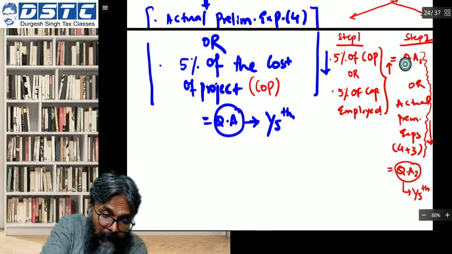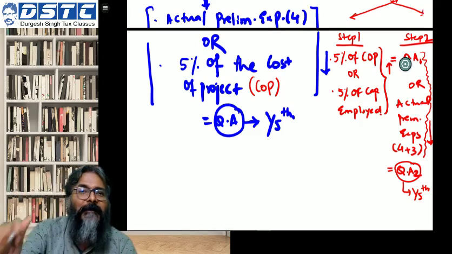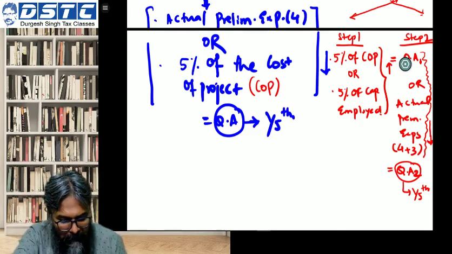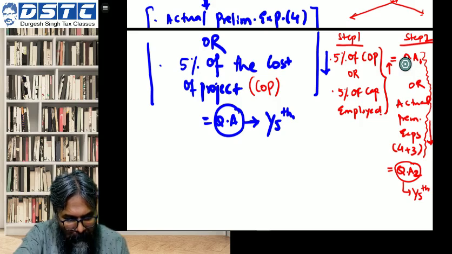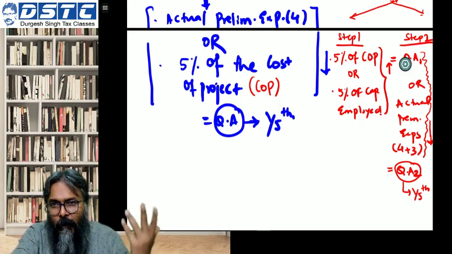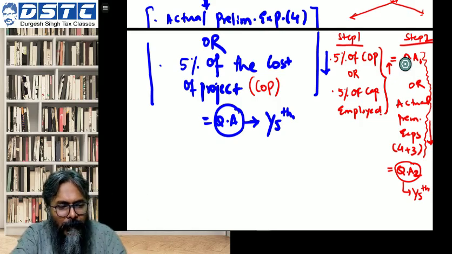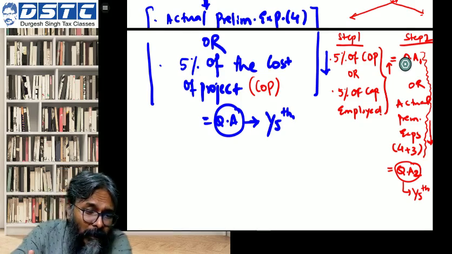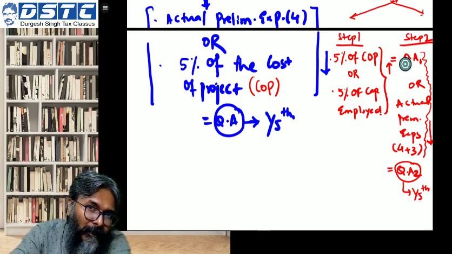Qualifying amount 1, and then that qualifying amount 1 will be compared with the actual preliminary expenses, which I have written as 4 plus 3. We will switch to the chart and let you know what this 4 plus 3 is. So this will give you the qualifying amount number 2, and of this qualifying amount number 2, you will take 1/5 as the deduction.